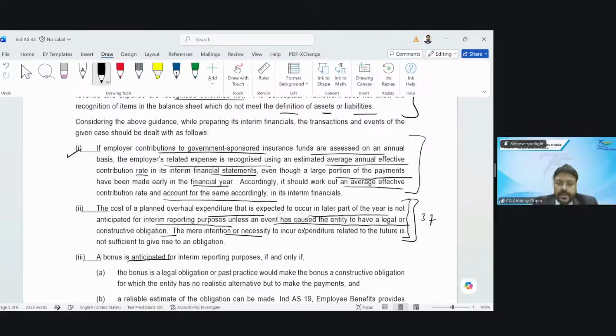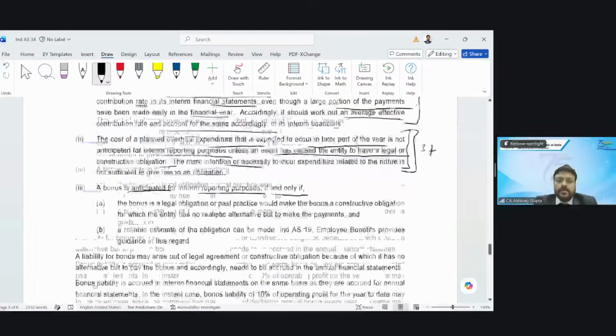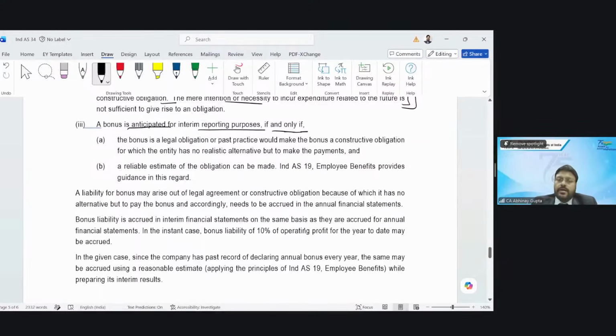A bonus is anticipated for interim reporting purposes if and only if the bonus is a legal obligation or past practice that would make the bonus a constructive obligation. So as per Ind AS 37, you must have read that either there has to be a legal obligation or there has to be a constructive obligation, right? For which there is no realistic alternative the company has but to make the payments. So in the present case, because the bonus is not a legal obligation, the company and the employee have not signed a contract that the company will pay the bonus every year, but because of the past behavior, company has set up a constructive obligation.